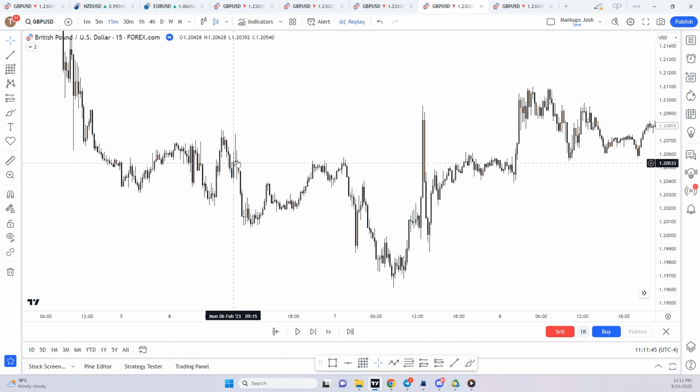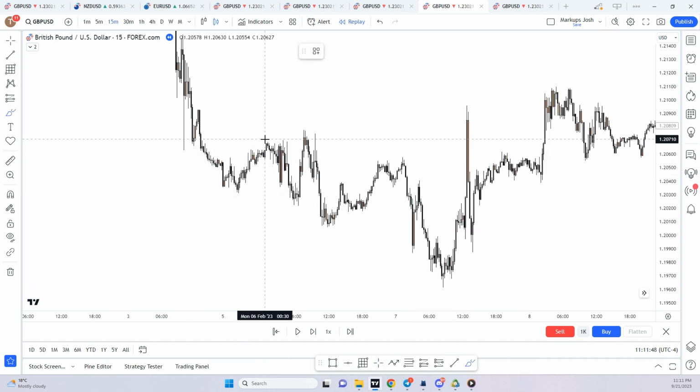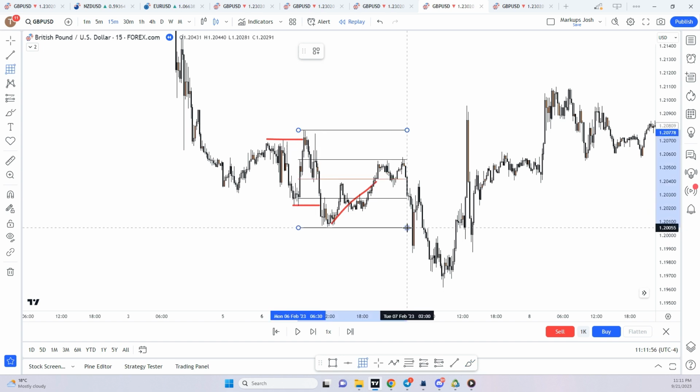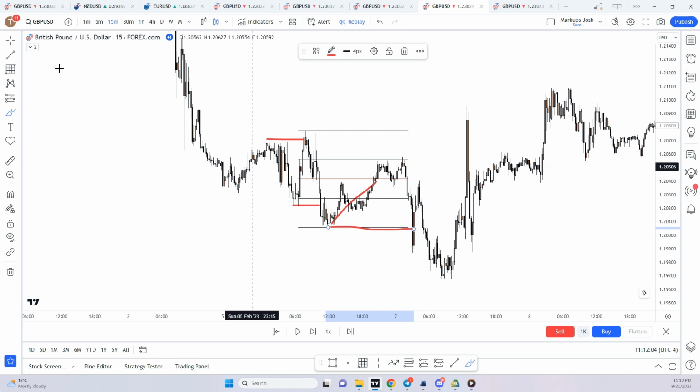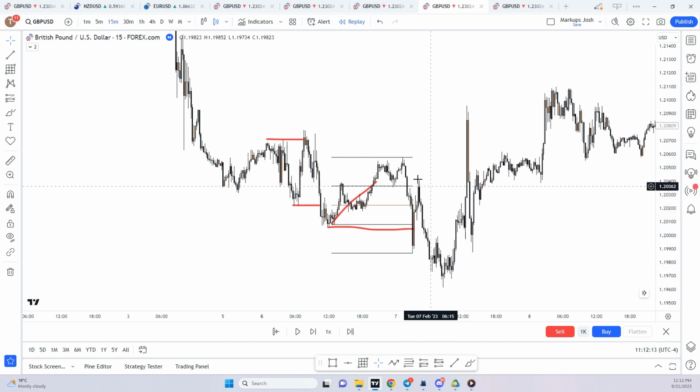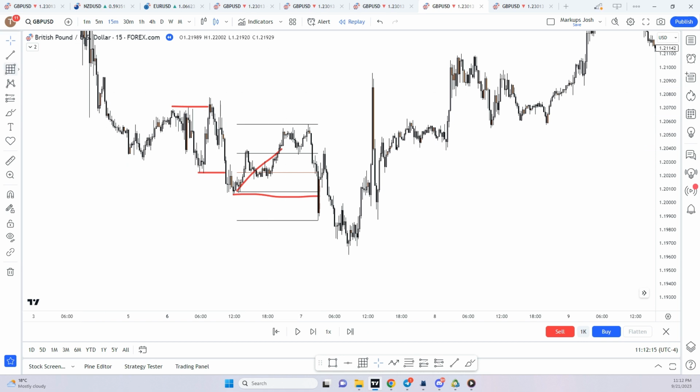Market structure. We take out a high, we take out a low, we pull back. Where do we pull back to? The top 30% of the range, and we sell off, and we break structure again. Where do we pull back to? The top 30% of the range. We give another break in structure. We don't pull back to the top 30%, we sell off, and we break structure to the upside.